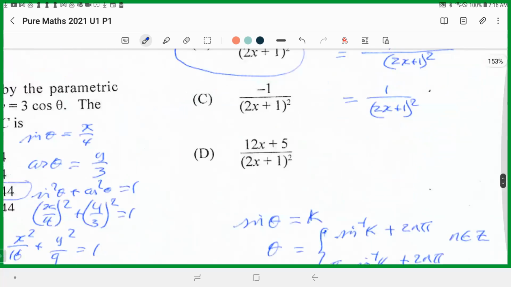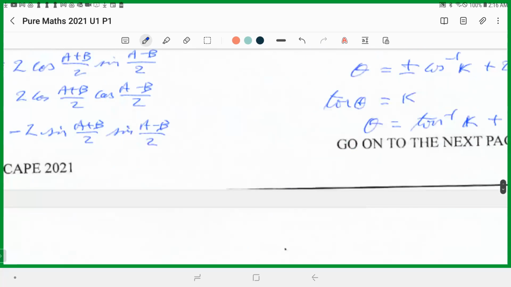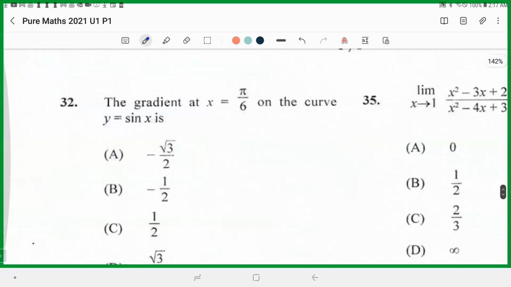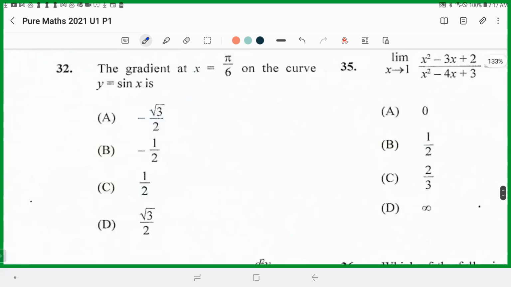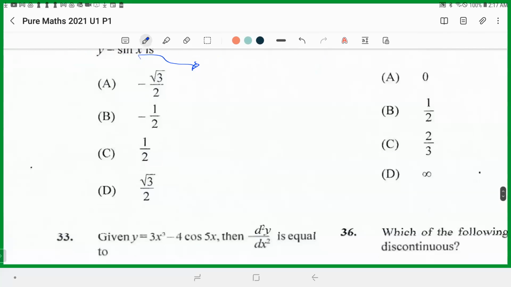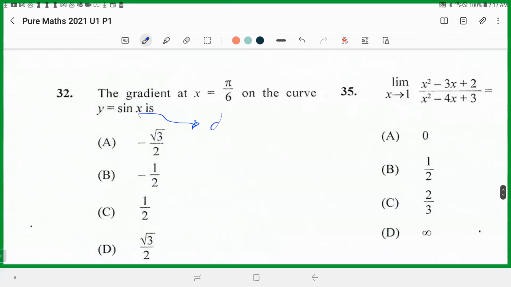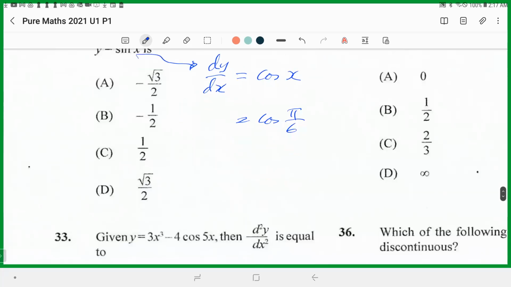All right, 31. All right, 32 now. Finishing up. This one says the gradient at x equal pi by 6 of the curve. So first the gradient becomes dy by dx. I'm going to take this and differentiate it. So the gradient is dy by dx, which is equal to cos x. And so it becomes equal to the cos of pi by 6. Pi by 6 is 30 degrees. Cos of 30 degrees is root 3 over 2.